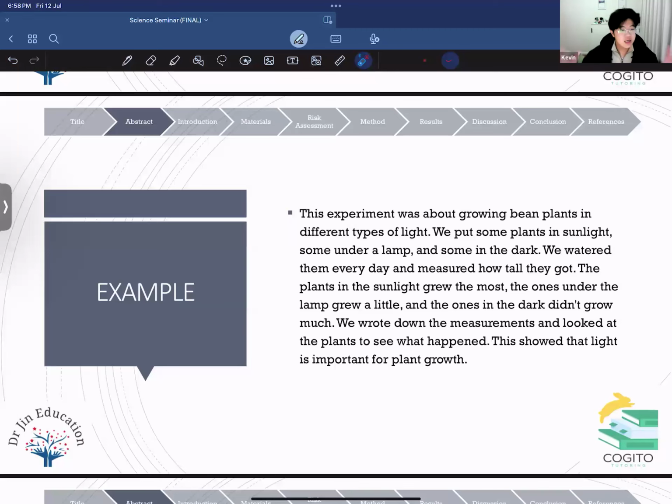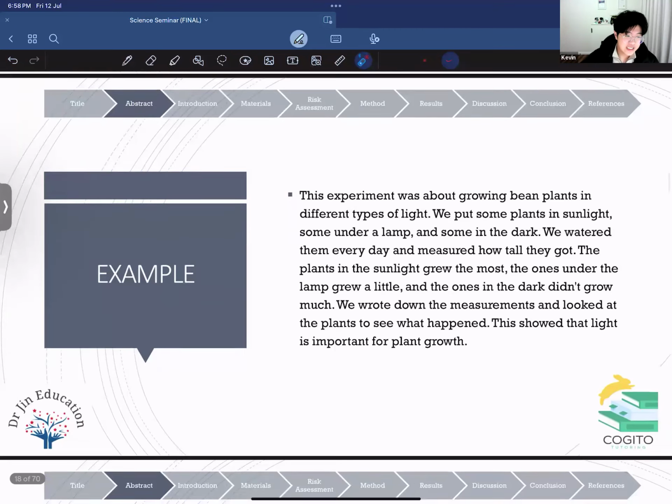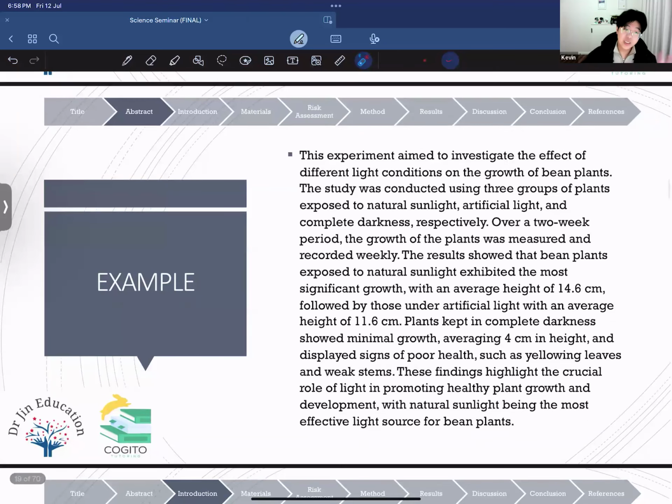Now, what I'm going to do is, before I tell you whether this is good or bad, read this next one. I prepared another one. It's a bit longer, but it's not too long. So have a read of this one. This experiment aimed, oh, it aimed, so it tells you the aim, to investigate the effect of different light conditions on the growth of bean plants. The study was conducted using 3 groups of plants exposed to natural sunlight, artificial light, and complete darkness, respectively. Over a 2-week period, the growth of the plants was measured and recorded weekly.